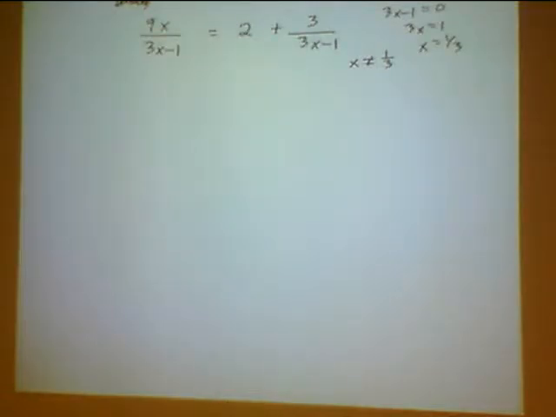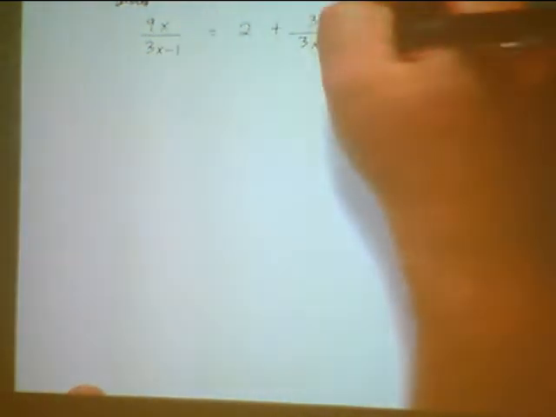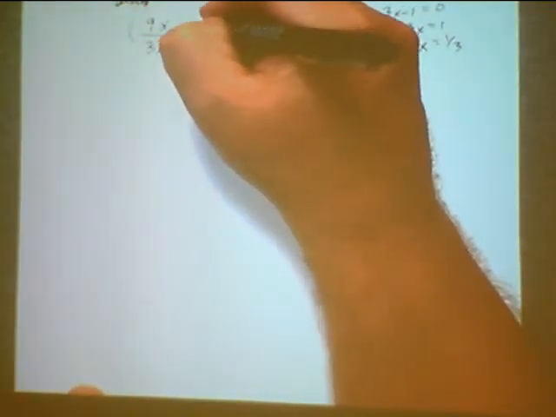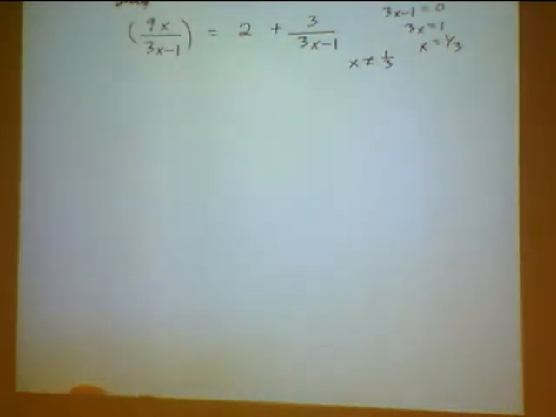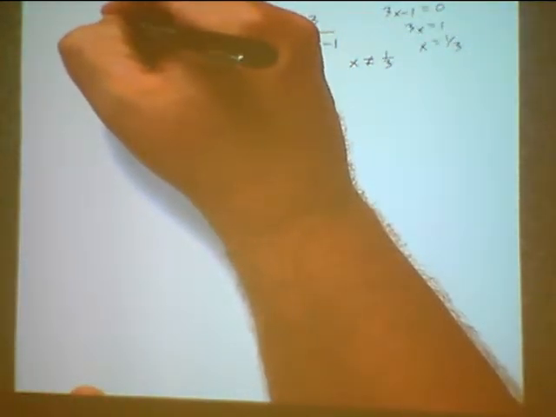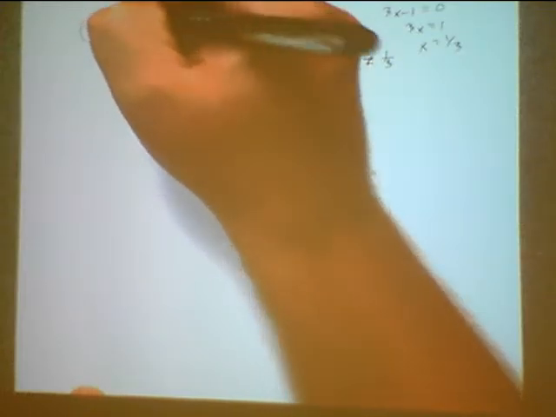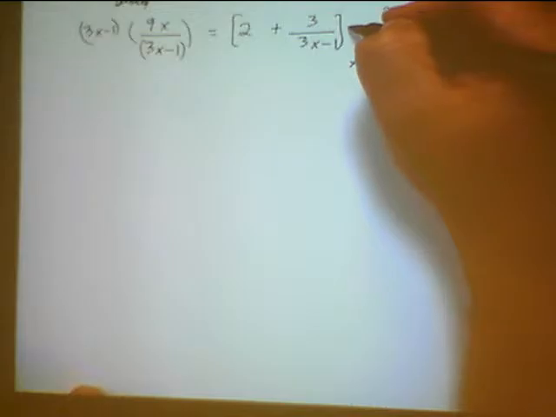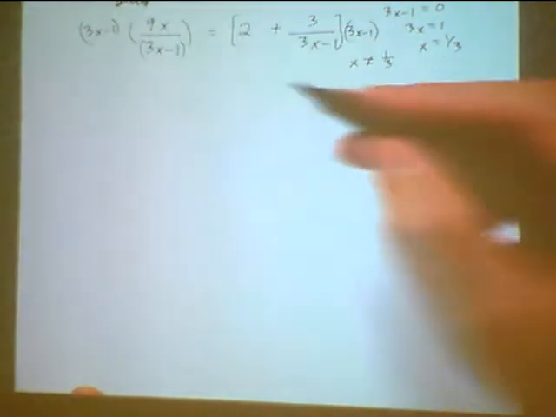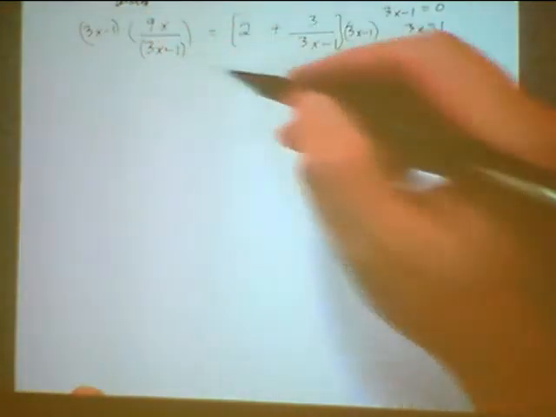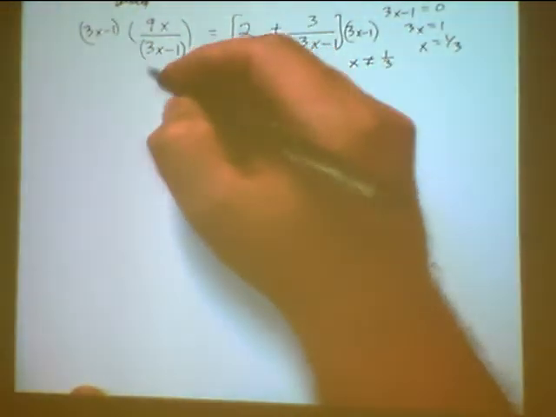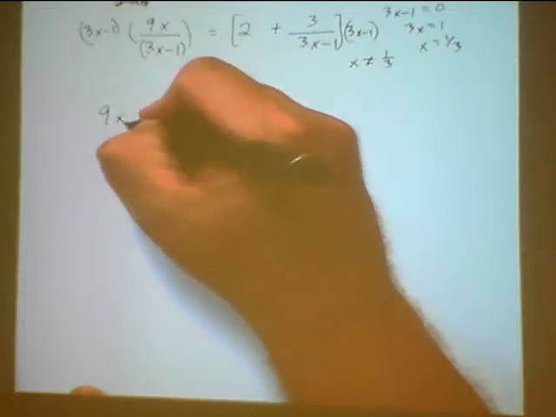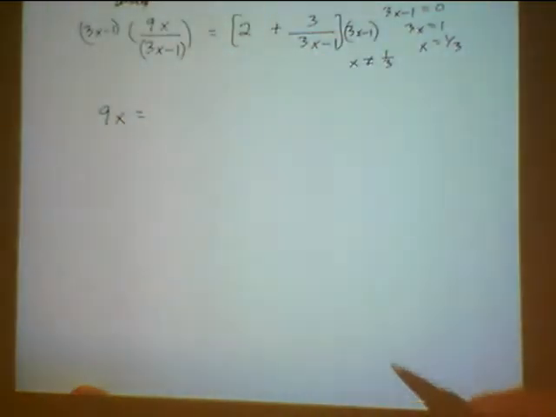I'm going to clear the fractions by multiplying both sides by the LCD. Since there's only one denominator, or at least there's two denominators but they have the same value, I'll multiply both sides by 3x minus 1. I'll squeeze it in here. Hopefully you get the hang of this: the 3x minus 1 and the 3x minus 1 on the left-hand side cancel out. So I'm left with 9x on the left-hand side.